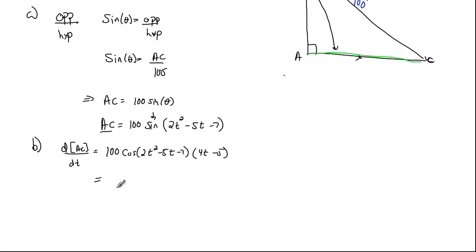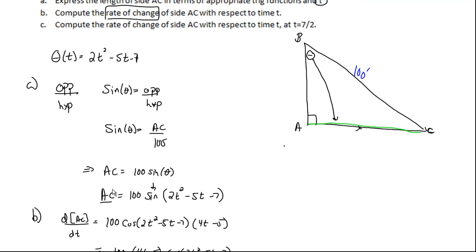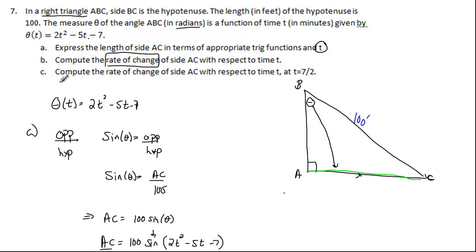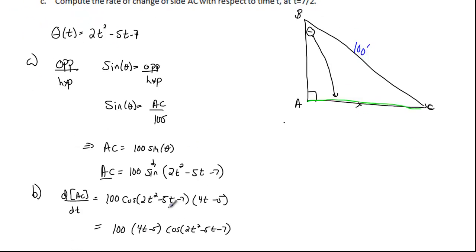I'll simplify this a little bit. I'm going to pull that 100 out in front, and I'm going to have 4t minus 5 times cosine of 2t squared minus 5t minus 7. And that is the derivative of this in terms of time. So that wasn't so bad, a relatively nice, easy derivative to take, and nothing too complicated for us to do.